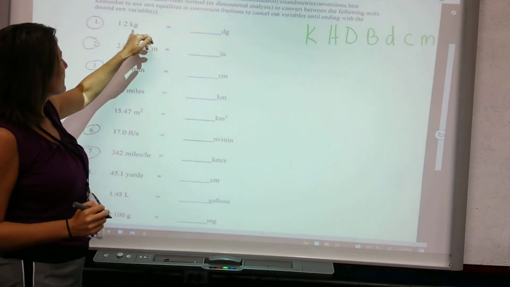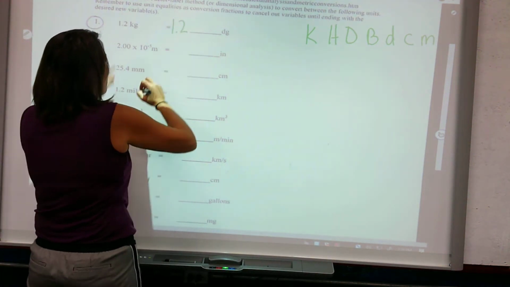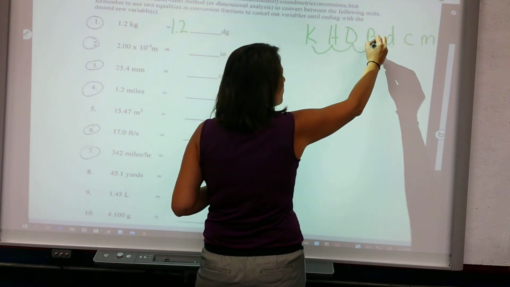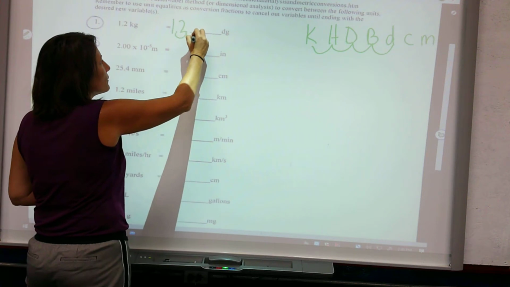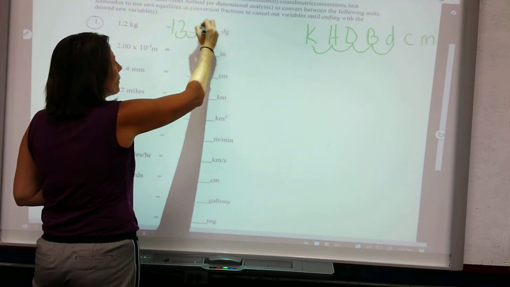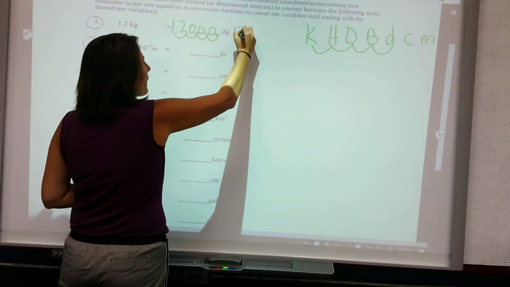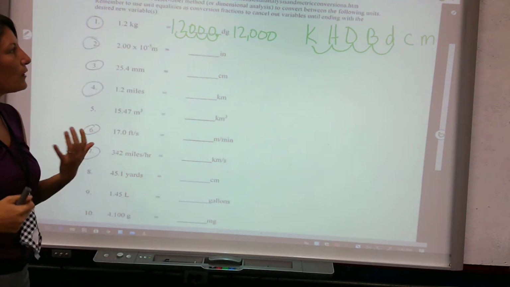We have deci, centi, and milli. And now on this kilograms, I've got 1.2 kilograms, and I want to get to deci, so I'm going to go 1, 2, 3, 4. So I'm going to move this decimal spot, 1, 2, 3, 4. So my answer becomes 12,000. Oh, it's in green. There we go. So the answer is 12,000.